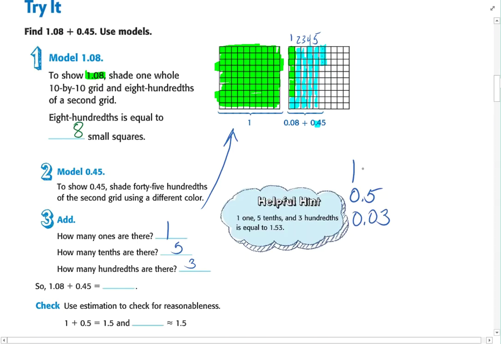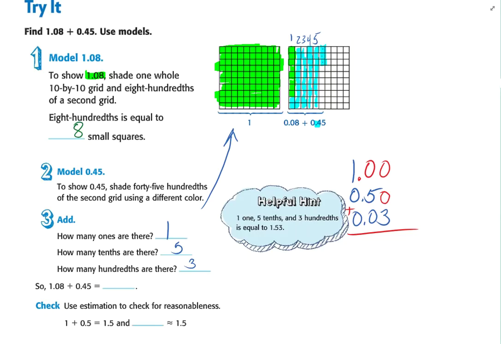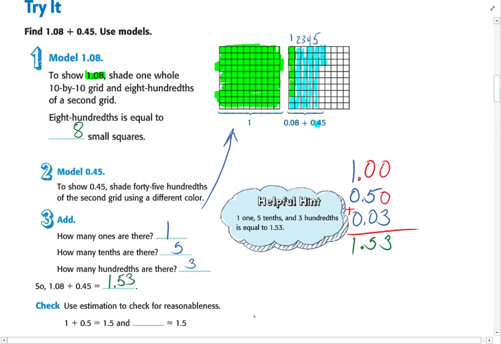This is now what I call annexing a 0. So I need to make sure I have zeros in all of the other blank spots so I can easily add vertically here. So 0, 0, and 3 is 3. 0, 5, and 0 is 5. Keep my decimal points lined up, and then 1, 0, and 0 is 1. So 1.08 plus 0.45, or 1 and 8 hundredths plus 45 hundredths, would be 1 and 53 hundredths.